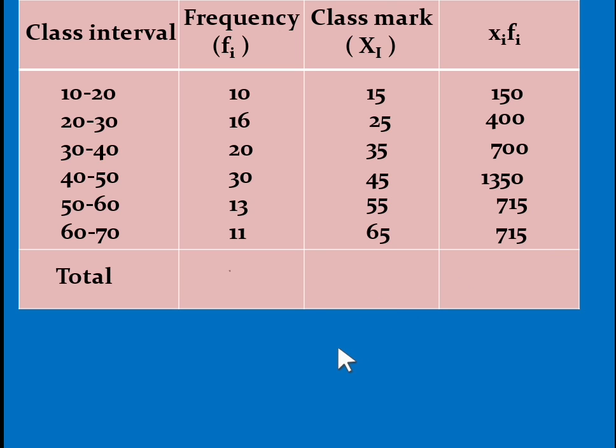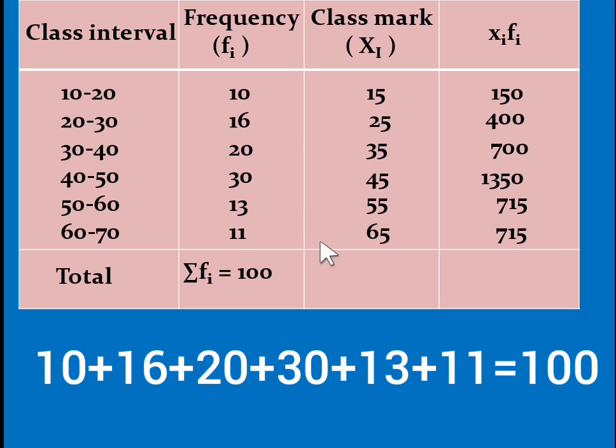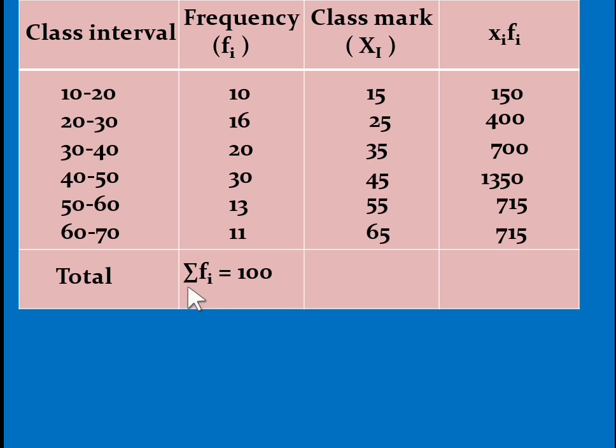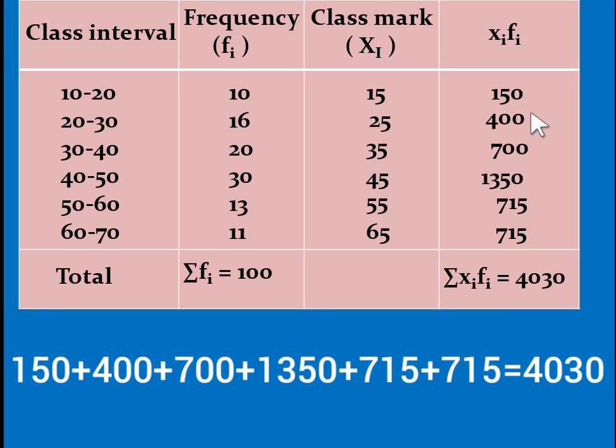Taking total, adding these numbers, 10 plus 16 plus 20 plus 30 plus 13 plus 11 is equals to 100. So summation of fi is equals to 100. Adding these numbers, 150, 400, 700, 1350, 715, 715 is equals to 4030.